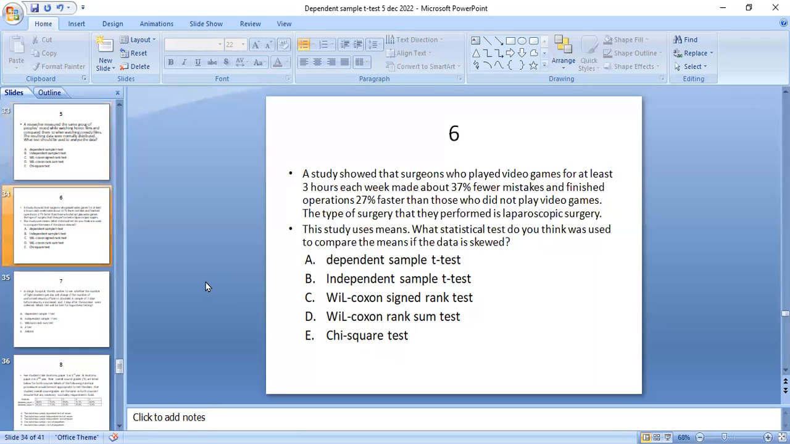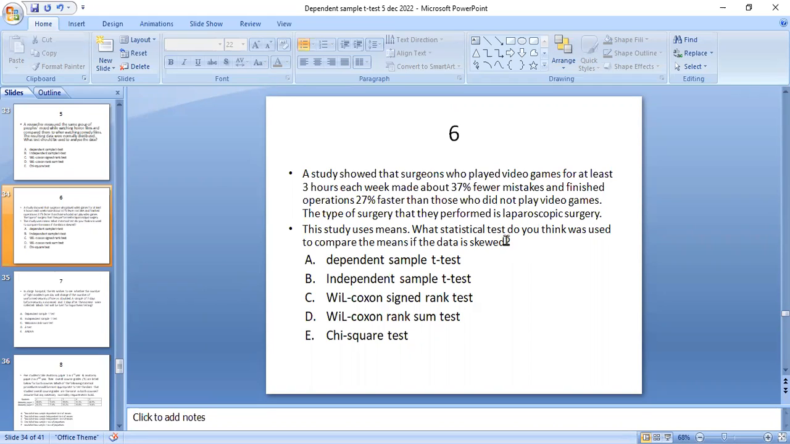Sixth MCQ is, a study showed that surgeons who played video games for at least 3 hours each week make about 37% fewer mistakes and finish operations 27% faster than those who did not play video games. The type of surgery that they perform is laparoscopic surgery. This study uses means. What statistical test do you think was used to compare the means if the data is skewed? Whether dependent sample t-test, independent sample t-test, Wilcoxon signed rank, Wilcoxon rank sum, or chi-square test?